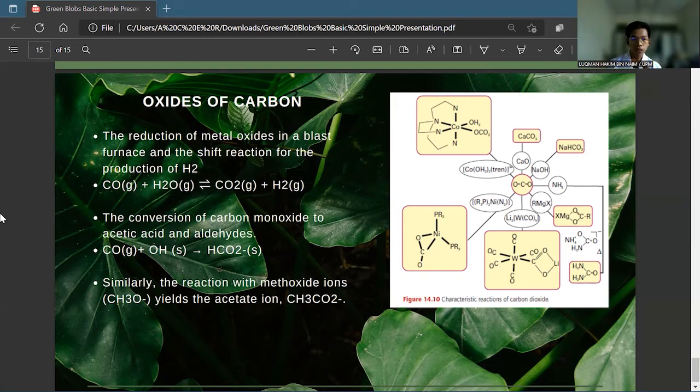For the next one, the conversion of carbon monoxide to acetic acid and aldehydes. CO plus OH minus becomes HCO2 minus. Similarly, the reaction with methoxide ions, CH3O minus, yields the acetate ion, CH3CO2 minus, as you can see on the right side of this slide.